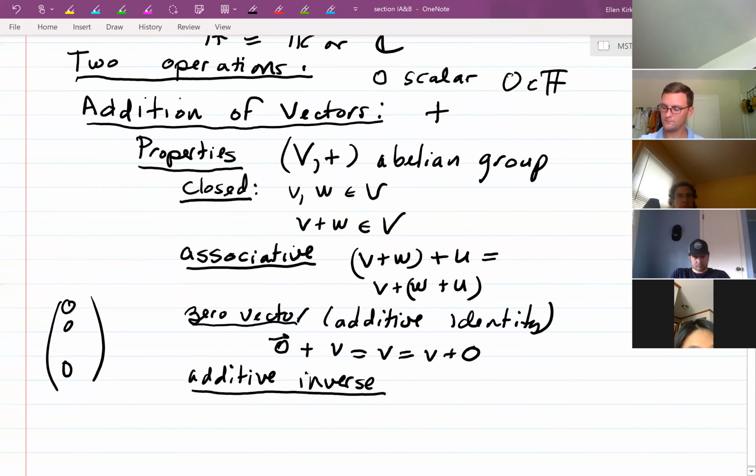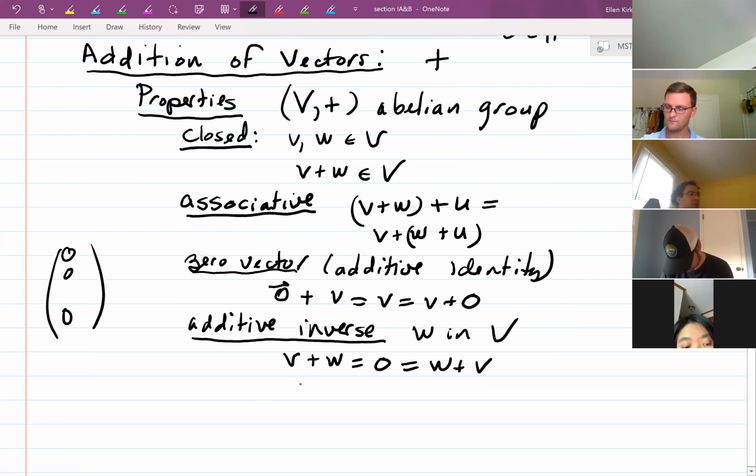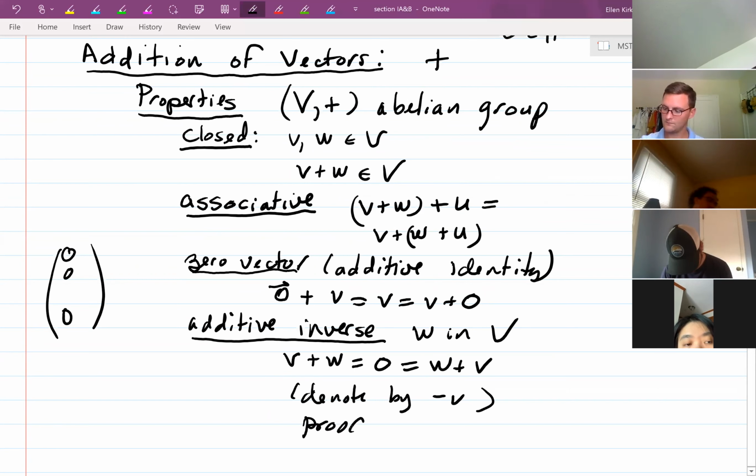And so that just means that you have a vector. If I have V, there has to be some W that's going to give me zero. And we'll denote it by minus V. And we'll prove that this so-called minus V is actually -1 times V. It's actually the scalar times the vector.